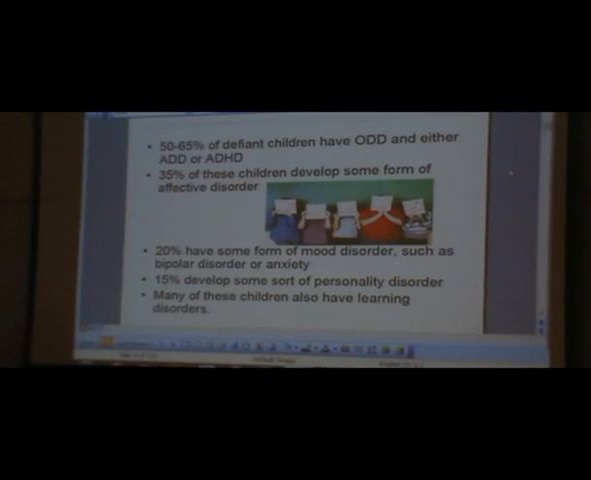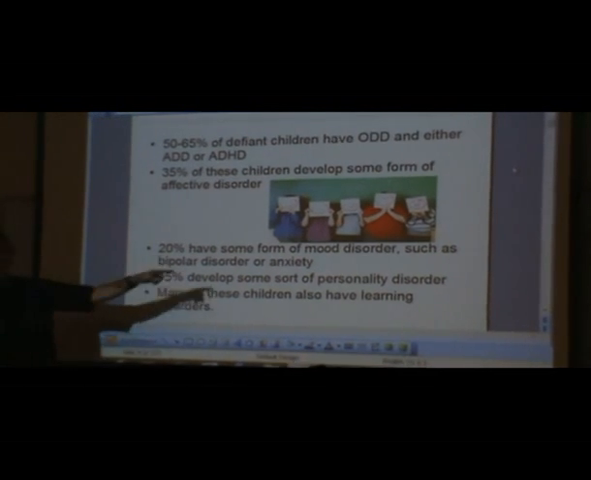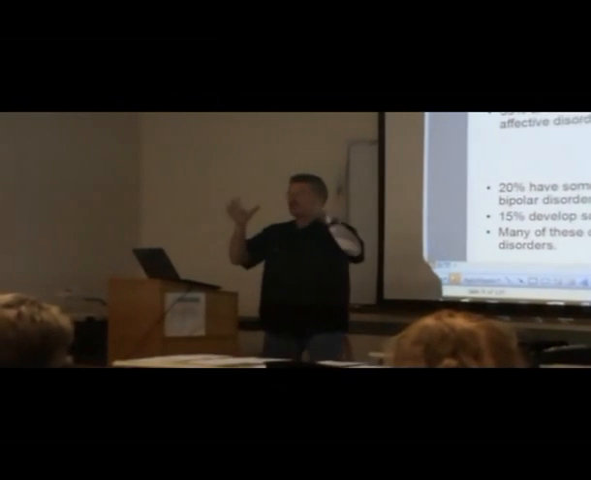We're talking about a high percentage. 35% have developed some form of affective disorder. 20% have some form of mood disorder, such as bipolar or anxiety. 15% develop some sort of personality disorder, and many of the children also have learning disorders. So you can see there's a spectrum here that can go on. Children come through, and it's not just one thing.